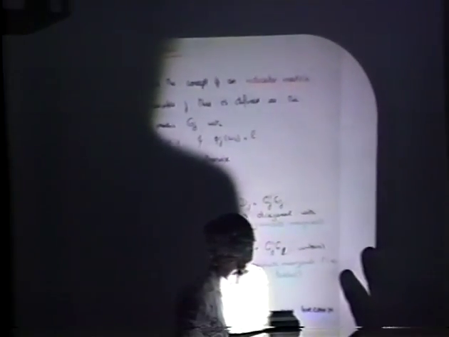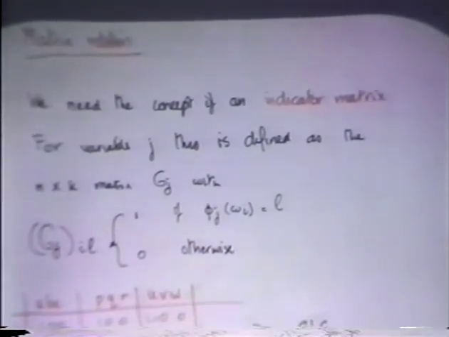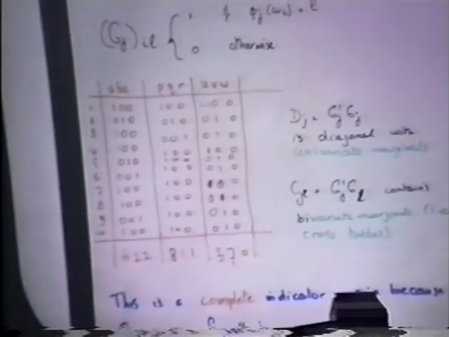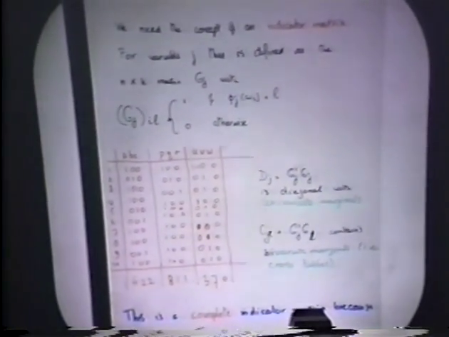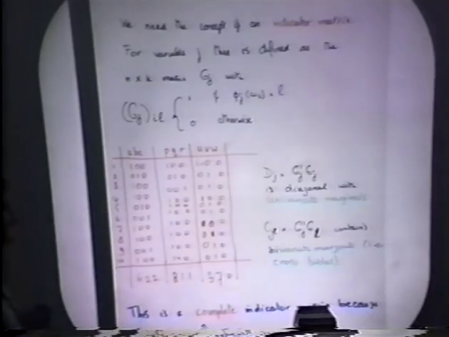The concept of perfect quantification can also be explained in matrix algebra, matrix notation. For this you need the notion of an indicator matrix, which is defined on this transparency. The indicator matrix of a variable, each variable has its own indicator matrix, is an n times k matrix Gj, because we're defining it now for variable j. It consists entirely of zeros and ones, and it has a 1, and exactly one 1, in each of its rows.